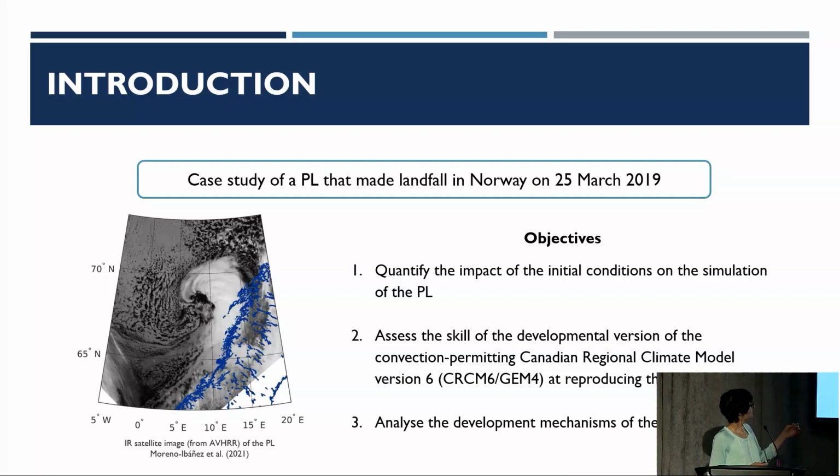So my case study was of this polar low here, which made landfall in Norway on the 25th of March, 2019. And here you have an infrared satellite image of this polar low. The main goals of my research are first to quantify the impact of the initial conditions of the simulation of the polar low, then assess the skill of the developmental version of the convection-permitting Canadian regional climate model at reproducing this polar low, and finally analyze the development mechanisms of the polar low. So I'm still working on the third one, but I have some results.